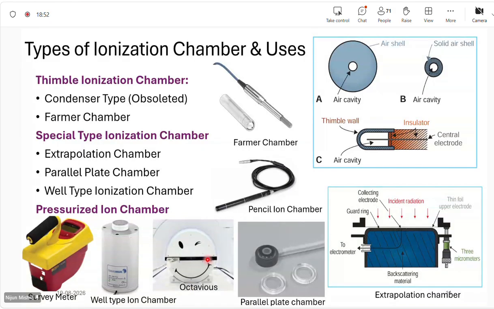This one is an example of a parallel plate ionization chamber, and this one is an extrapolation chamber. With a cylindrical chamber, it is difficult to measure the surface dose. To overcome that, the extrapolation chamber and parallel plate chamber came. With the extrapolation chamber, there are micrometer screws. With micrometer screws, we can adjust the electrode spacing, between the outer electrode and inner electrode, and with extrapolation we can measure the surface dose. So this is all about ionization chambers.